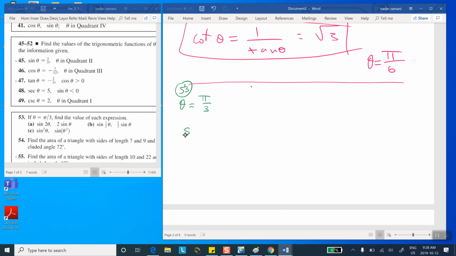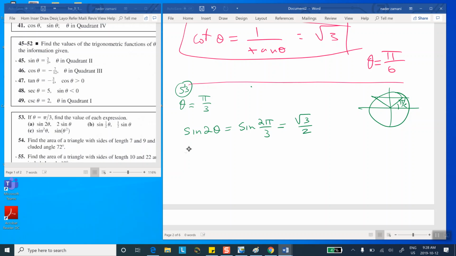So sine of 2 theta is sine of 2 pi over 3. And if you go to the trig circle, you see pi over 3 is here. Draw that. Pi over 3 is here. 2 pi over 3 is there. They have the same sign, okay? So this is the same thing as sine of pi over 3. So this is going to be root 3 over 2.